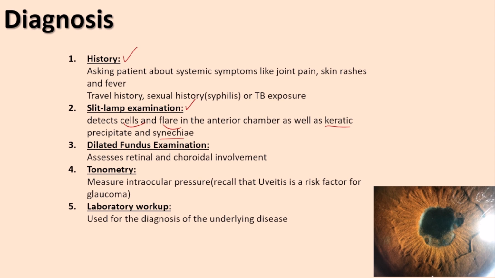So the third tool that we can use is dilated fundoscopic examination. This is usually done in order to assess the retina and choroid. Another tool that we can use for diagnosis of uveitis is tonometry. By doing tonometry, we are measuring intraocular pressure. Recall that uveitis is a risk factor for glaucoma, so you have to do tonometry in order to be sure whether the patient is also suffering from glaucoma or not.